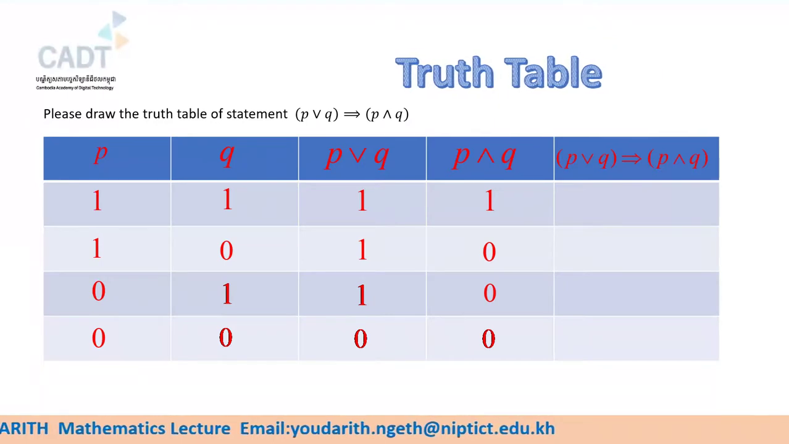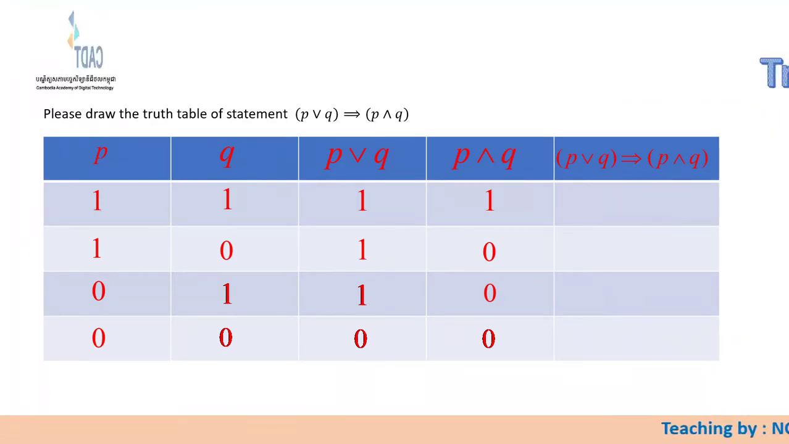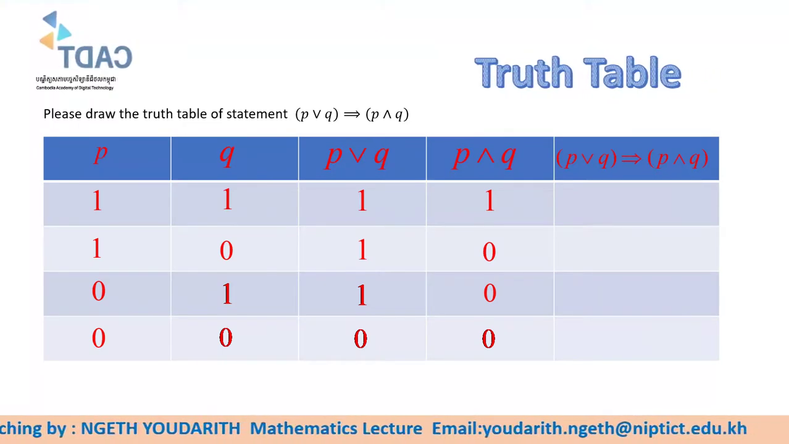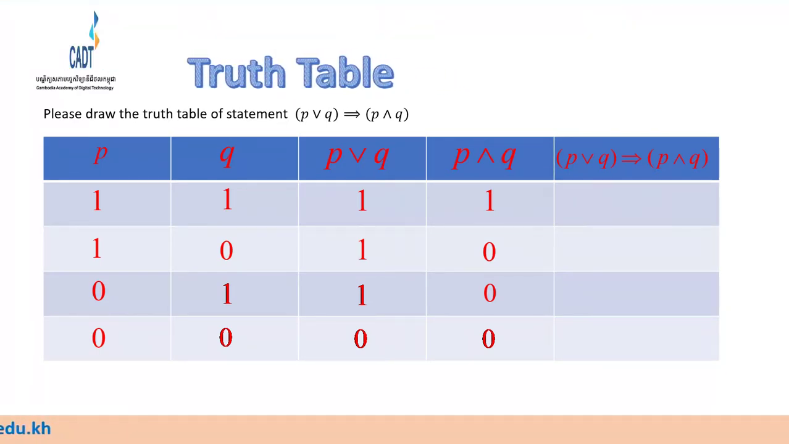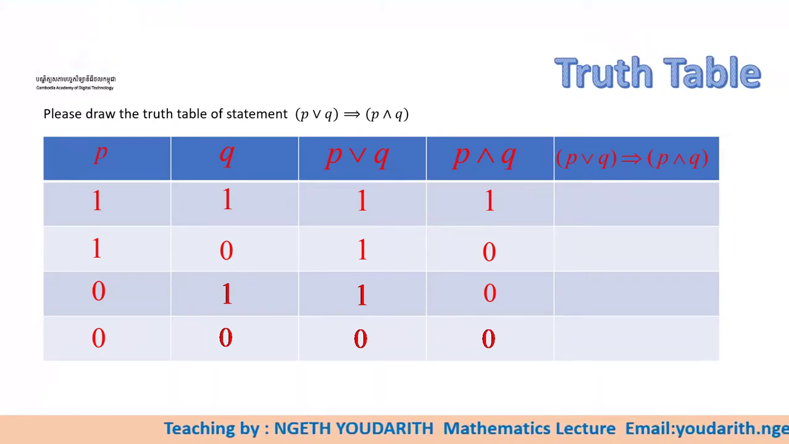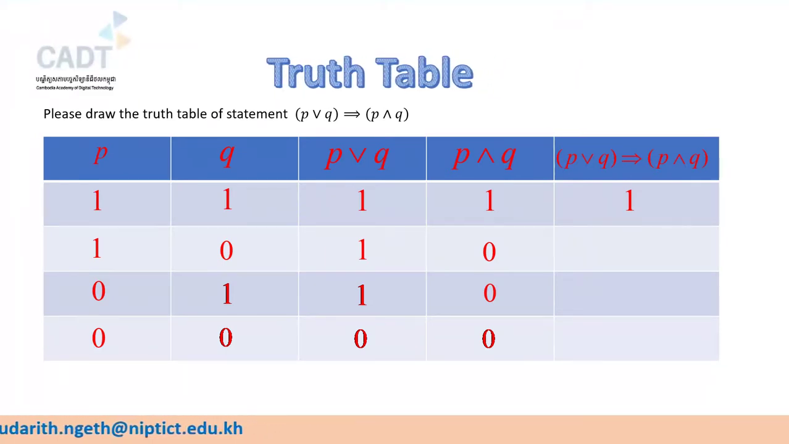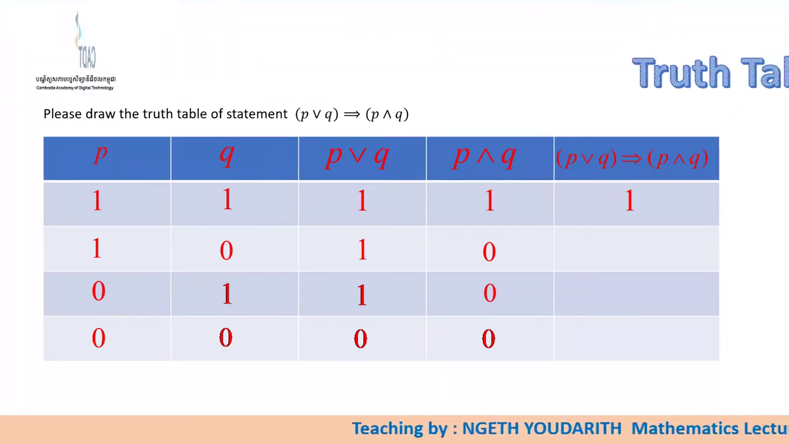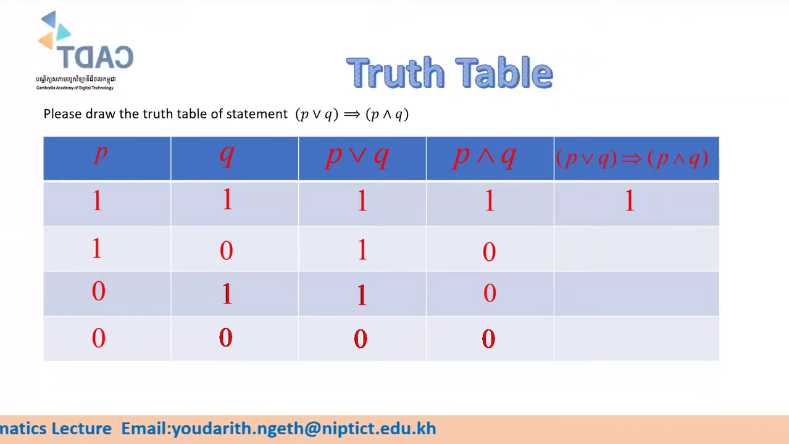And how about the implication, if P or Q, then P and Q. The explanation: the implication is false when the first statement is true and the last statement is false, otherwise it is true. So in the first row, P or Q is true and P and Q is true, so P or Q implies P and Q is true. In the second row, P or Q is true and P and Q is false, so the implication is false.